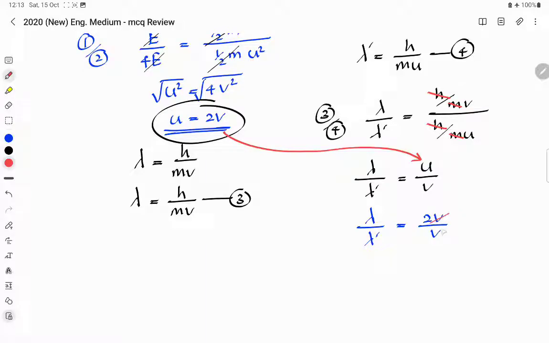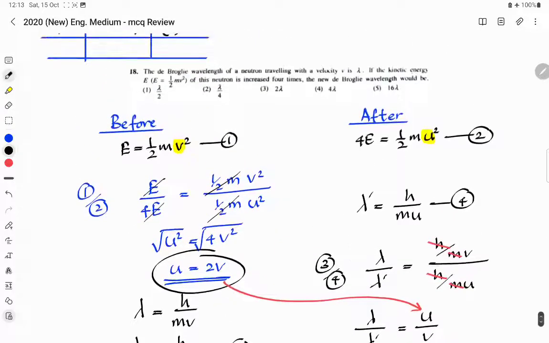So we get the v cancelled off. Therefore lambda dash will be lambda divided by 2, which means the new de Broglie wavelength will be half of the previous de Broglie wavelength. So the answer for this question will be the first one.